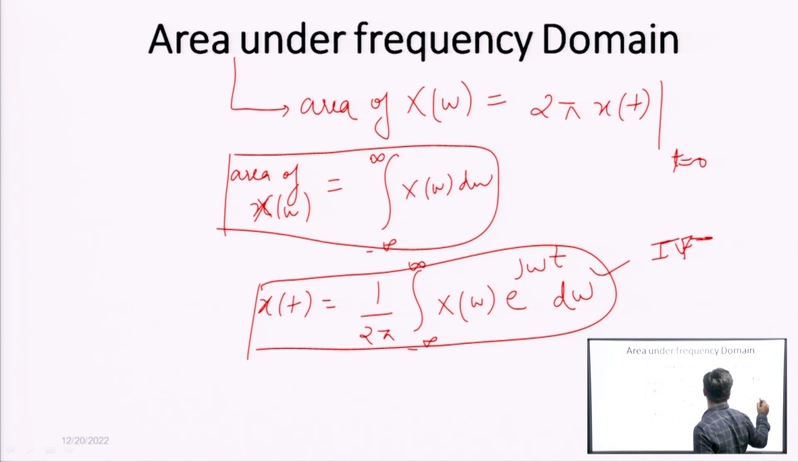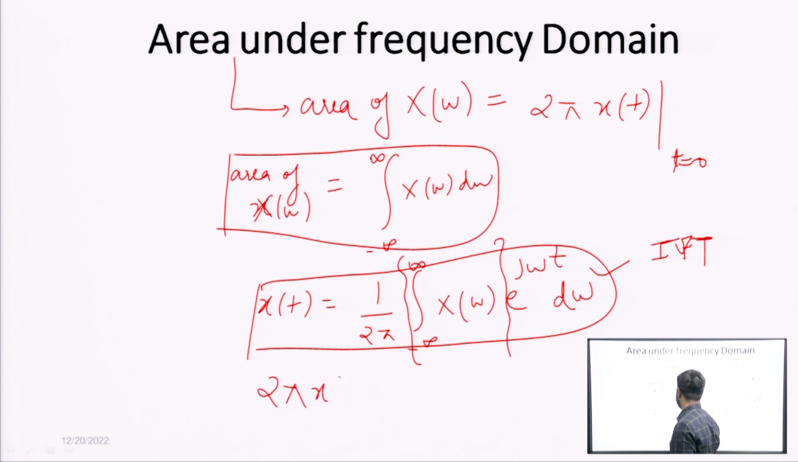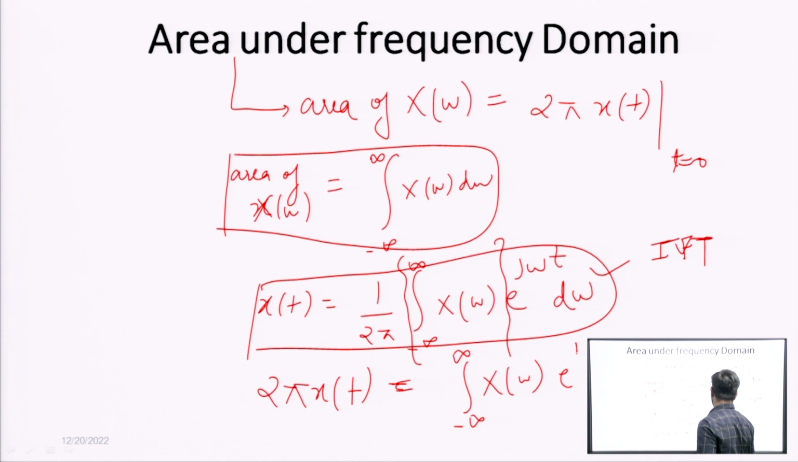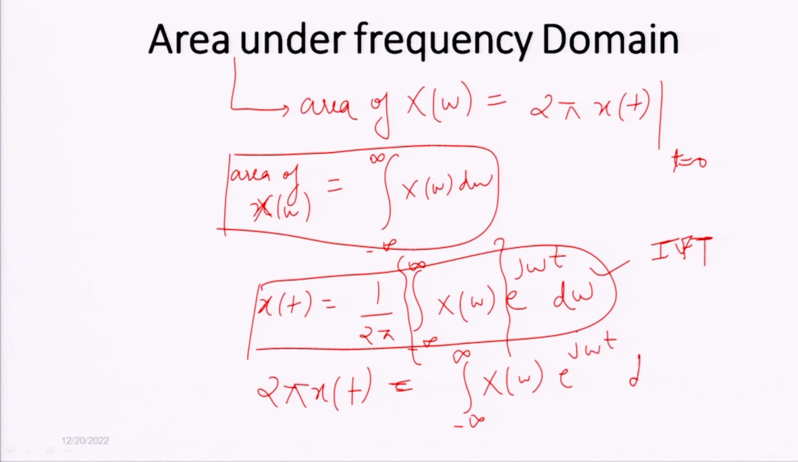Inverse Fourier transform means when we have the Fourier transform and we are required to find the function x(t), then we can write it like this. Now, from this function, what we are required to find is only this much. So, we will shift 2 pi here, and we will get 2 pi x(t) is equal to the integration from minus infinity to infinity of X(omega) e to the power j omega t d omega.